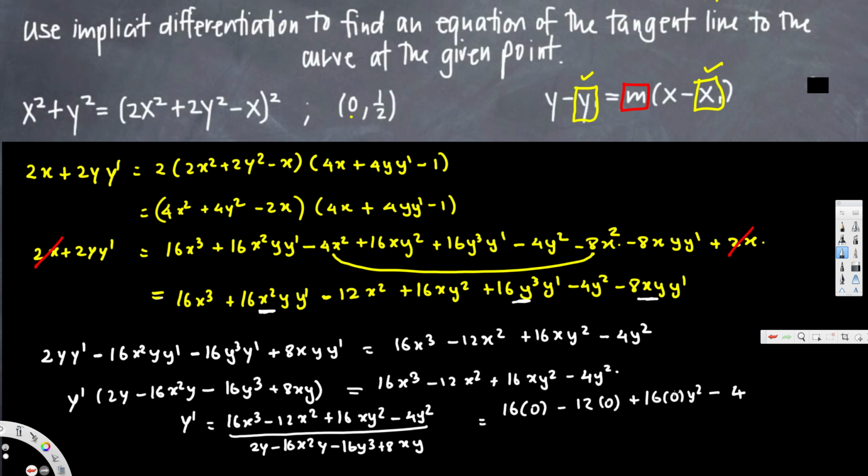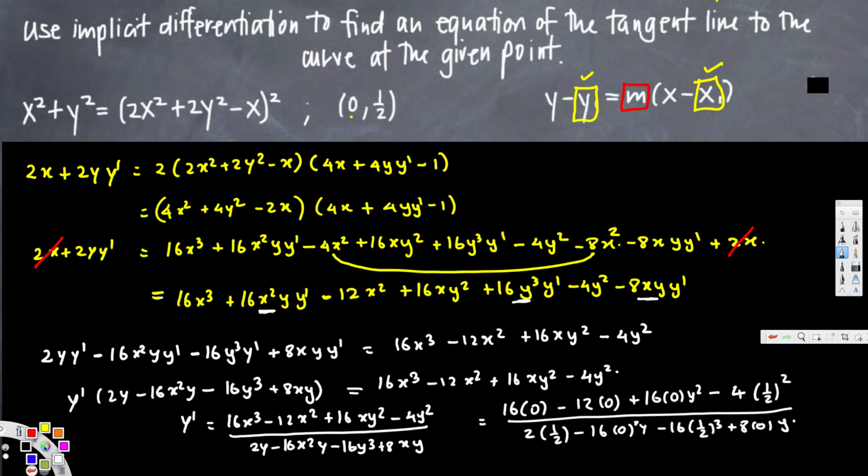And then for this one I'm going to plug in the y because this one is going to come as a y value. Here our y value is half, so this is going to be half squared, and then in the denominator we have 2 times half, and after that we have negative 16 times 0 squared y, and then 16y cubed, that's going to be 16 times half cubed, and then 8 times 0 times y. Okay, now let's try to simplify this one.